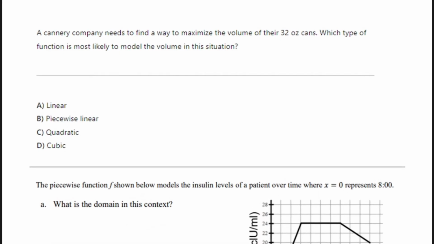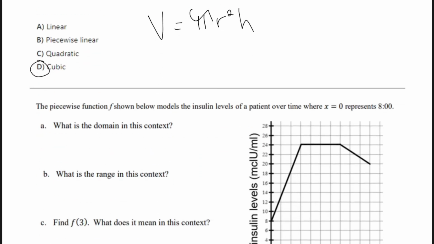Okay. A cannery company needs to find a way to maximize the volume of their 32-ounce cans. Volume! Which type of function is most likely to model the volume in this situation? Well, that would be cubic, of course, because if you're talking about the volume of a can, you're talking about volume, which is pi r squared h. So u times u times u. So this is going to be a cubic function because volume is measured in cubic units. That one wasn't bad at all.